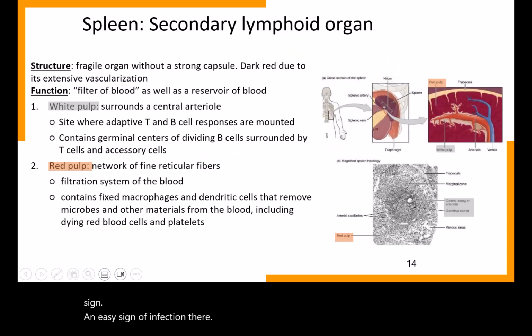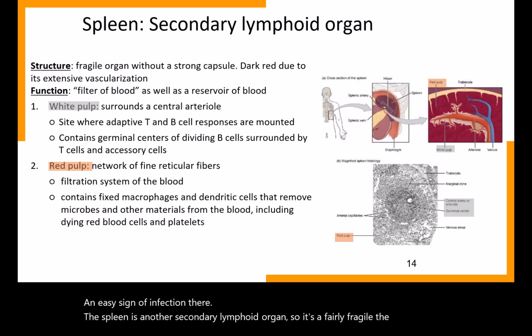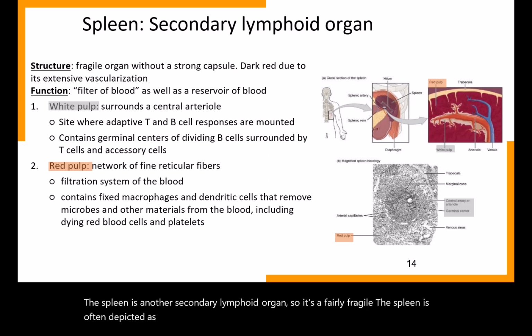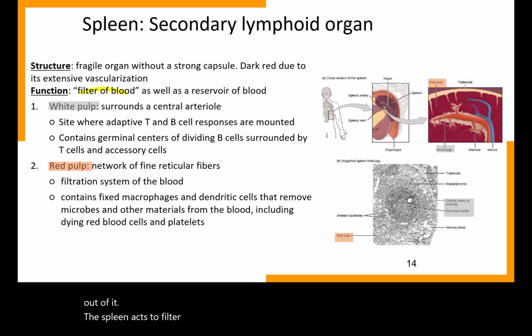The spleen is another secondary lymphoid organ. It's fairly fragile. The spleen is often depicted as being dark red because it has a lot of blood vessels going in and out of it. The spleen acts to filter blood as well as be a reservoir, a reserve of blood.